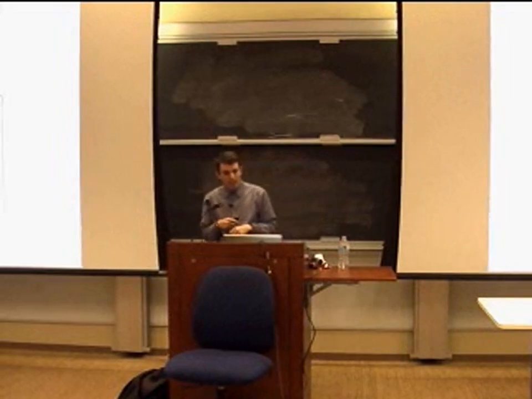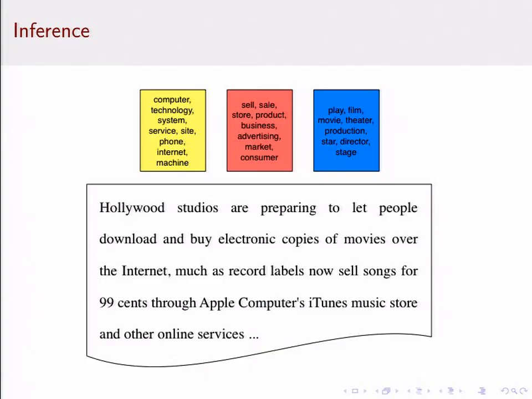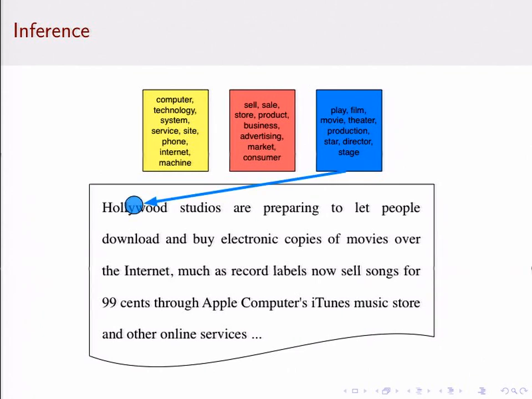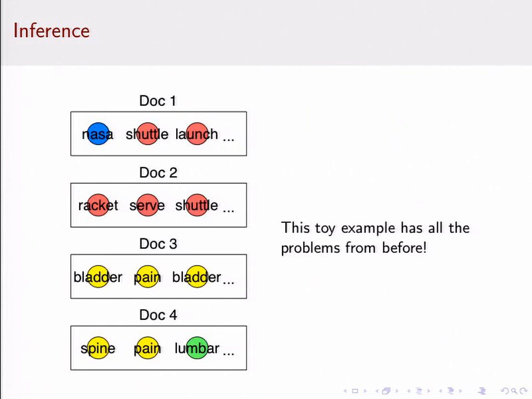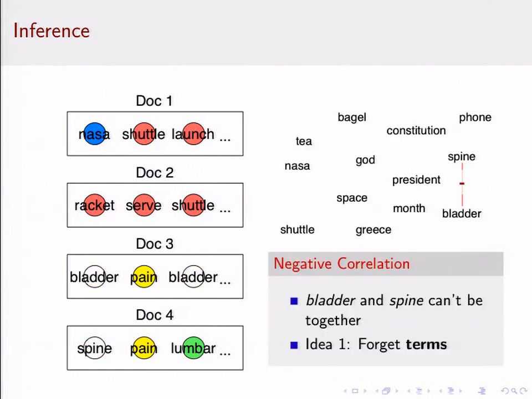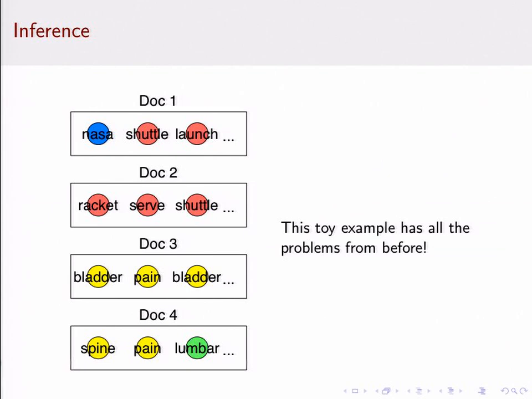Okay. All right, so I'm sort of running short on time, so I'm going to skip over a little bit of this. This is basically a review of Gibbs sampling. And so this is a toy data set that has all the problems that the example topics that I showed you before had. So you'll notice that bladder and spine are in the same topic, and so we're using the colors to denote the topic assignment. And you'll also note that NASA is not linked together with shuttle. And so these are the same problems that we had in the example problems.